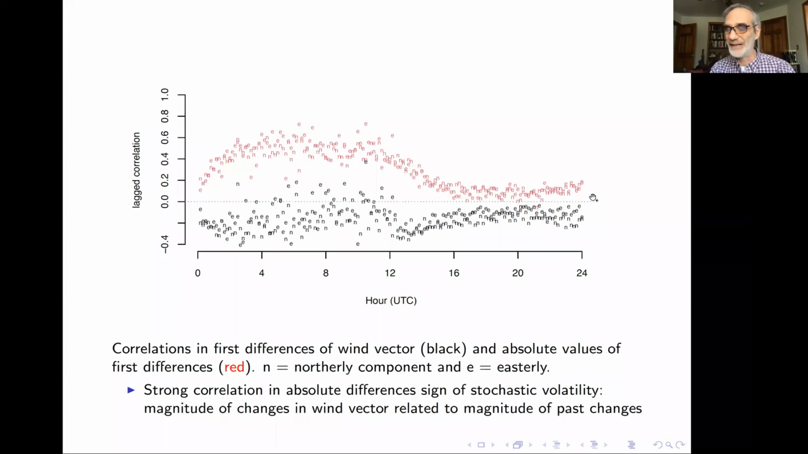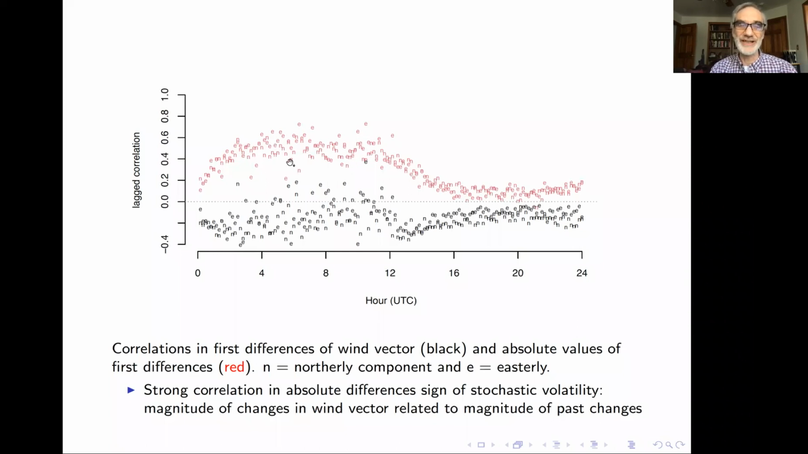The red points are correlations in the absolute differences. Those you might normally expect to be pretty weak, but they're quite strong, especially during the nighttime. This is evidence of stochastic volatility, which comes up all the time, for example, in finance applications. But it's pretty interesting here that it's such a strong effect, so you have to be careful.